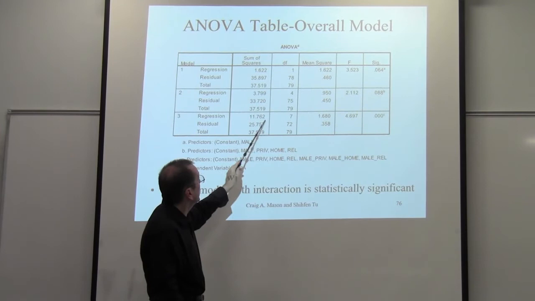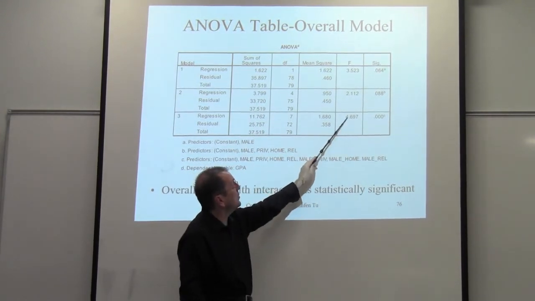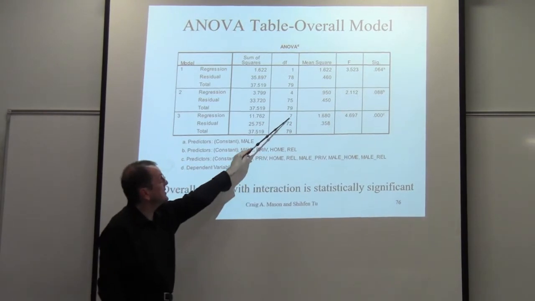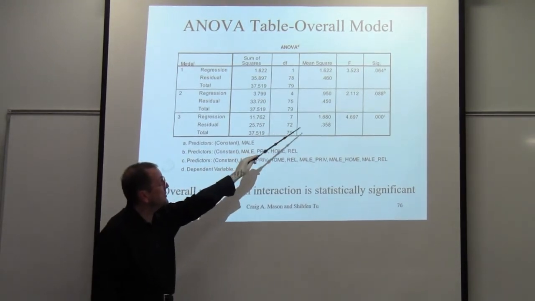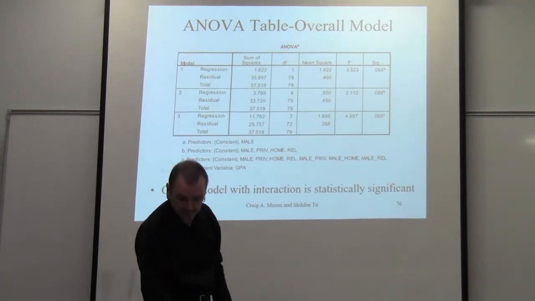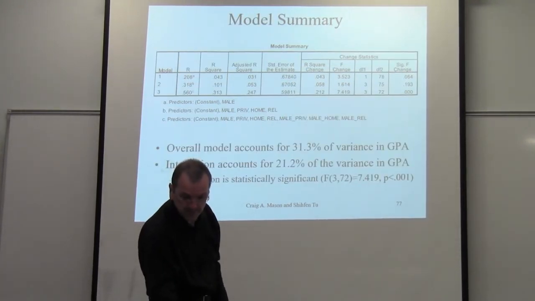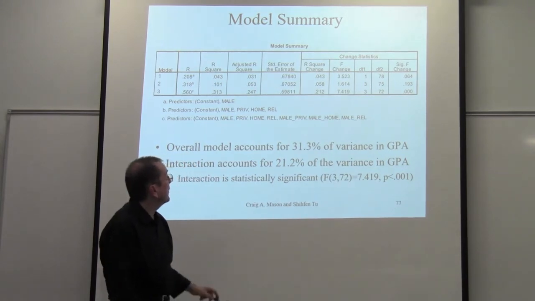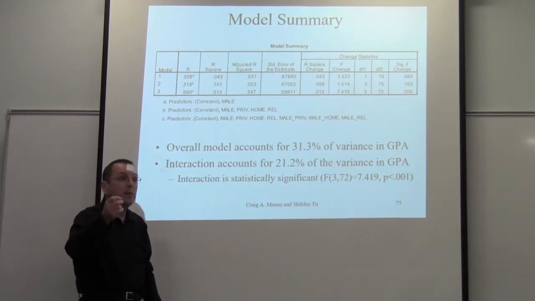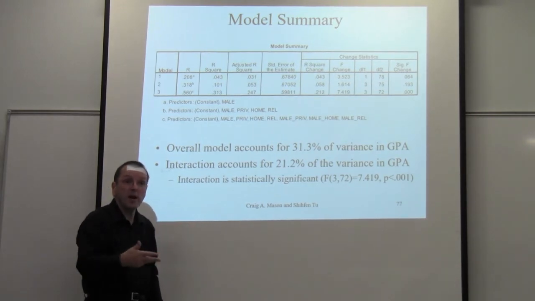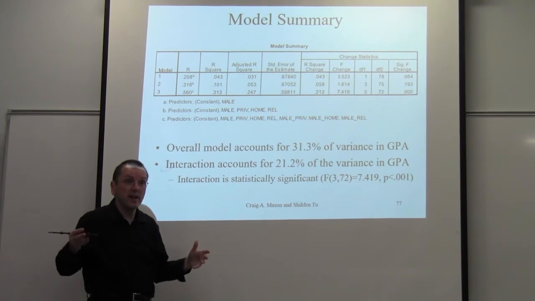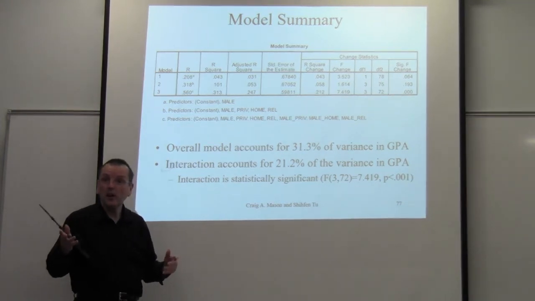So here, from our F, we see the total model with the interaction term is significant. F with 7 and 72 degrees of freedom is 4.697. P is less than 0.001. We go to the model summary table. This is where we see how big of an effect. We know the total model is significant. Now here's where we see, well, how big, though, is that effect?